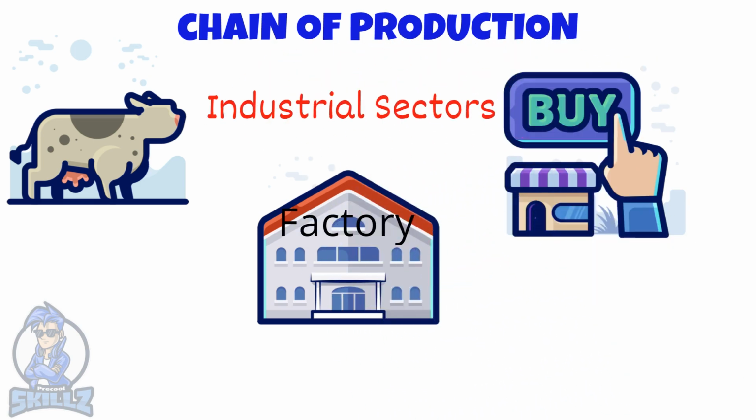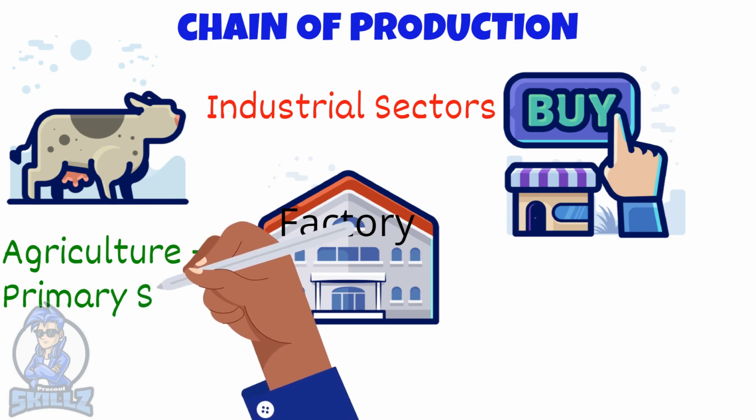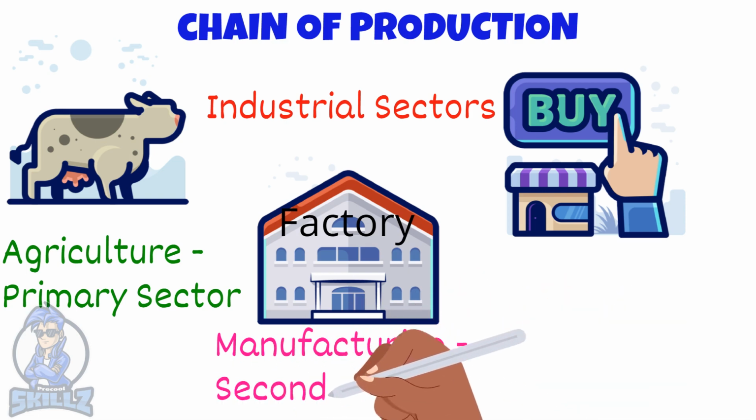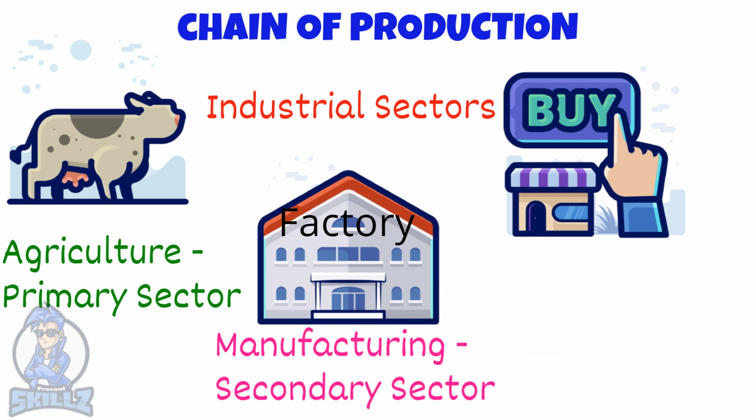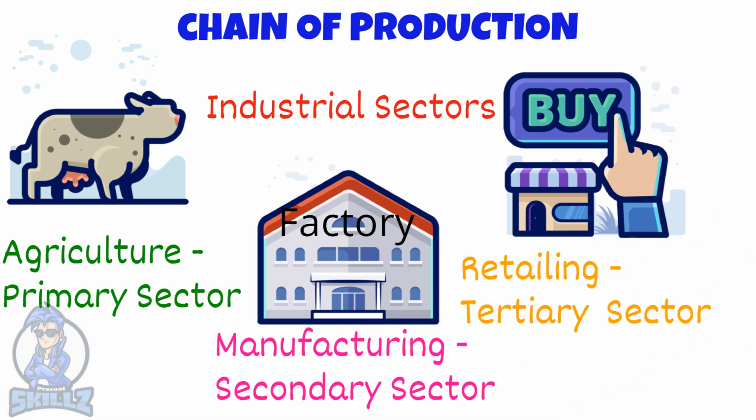Taking the cheese example again, the first stage is milk production. It is based on agriculture and so is in the primary sector. The next stage is the making of cheese, manufacturing, so secondary sector. And finally the selling of the cheese. This is called retailing and is part of the tertiary sector.